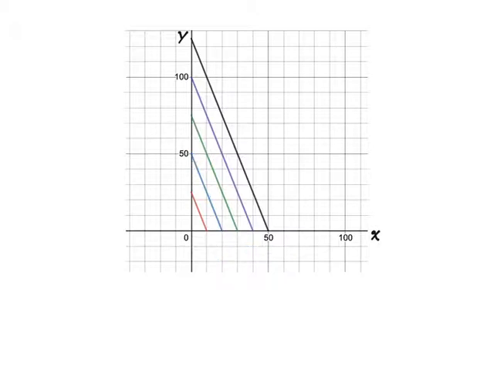From this picture, we can get a lot of information about what's going on. So we know that as x increases, the profit is going to increase as well. As we go from left to right in this picture, we are going from smaller contours to bigger contours. Remember, this first one is 100. This last one is 500.